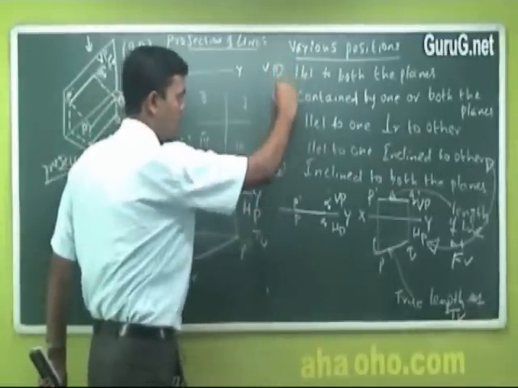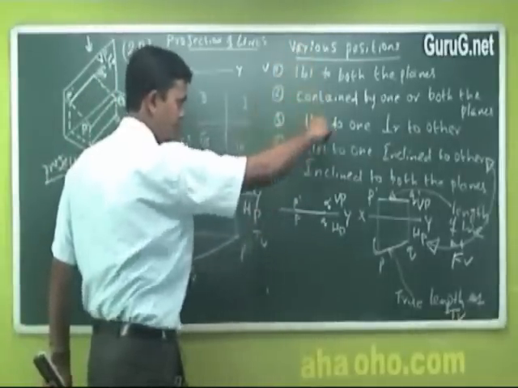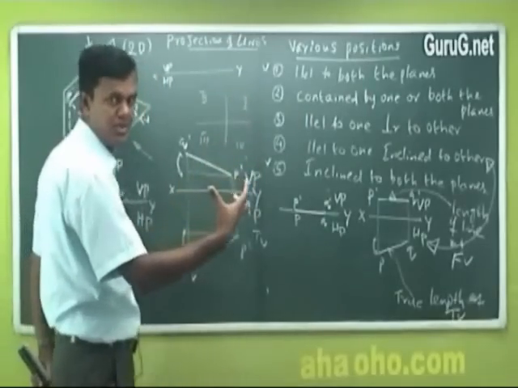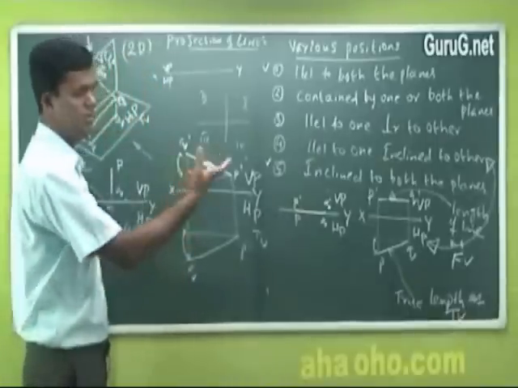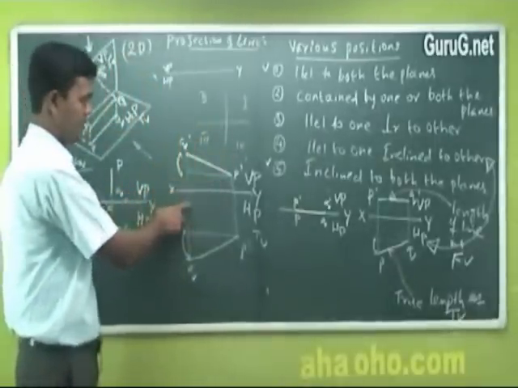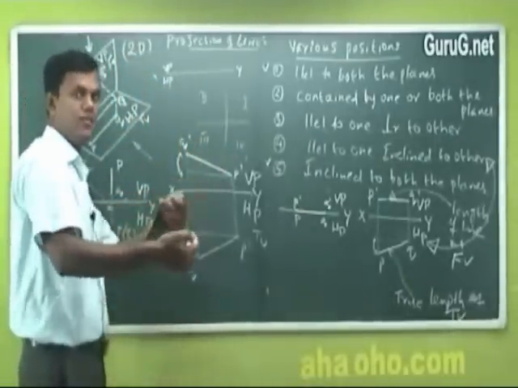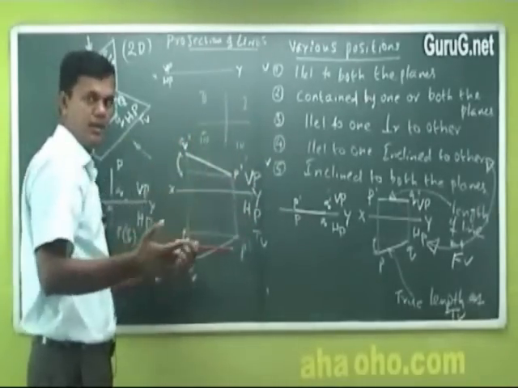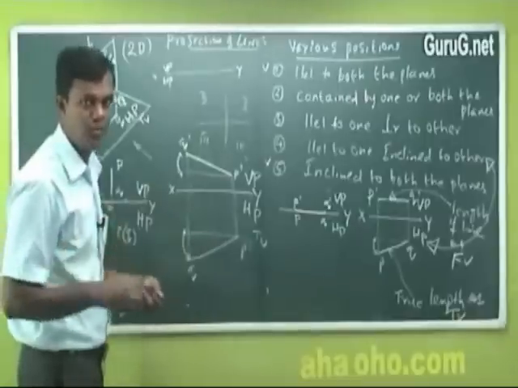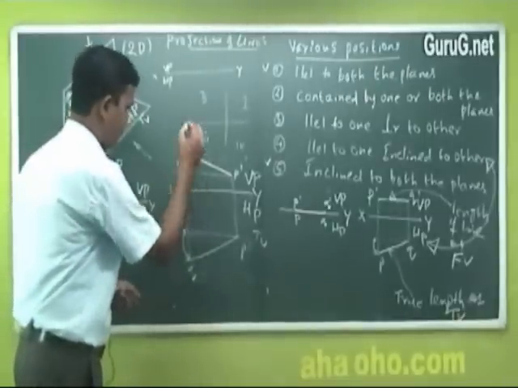Options number 1, 2, 3, 4, all of these should have a combined process to bring the 5th option, that is inclined to both the planes. It will come like this. For this, you cannot simply draw a line of 50 centimeter or 100 centimeter and just keep it. You have a procedure for this. How do we bring it? That I'll tell you.